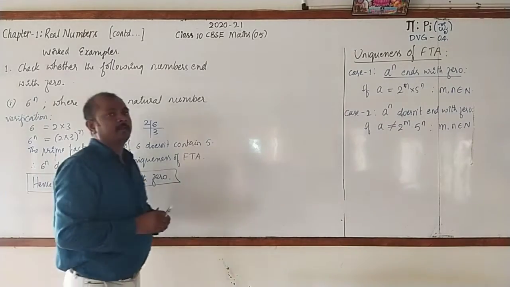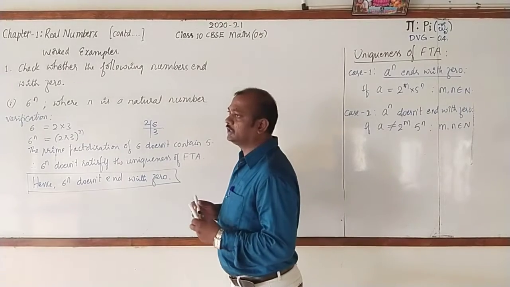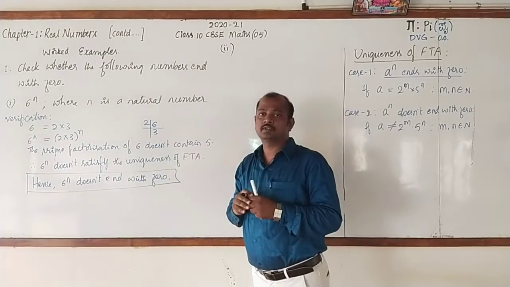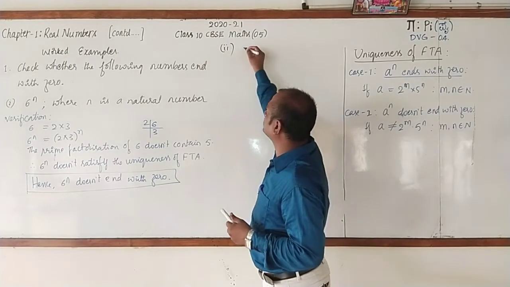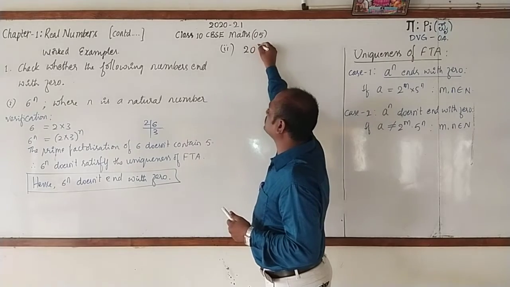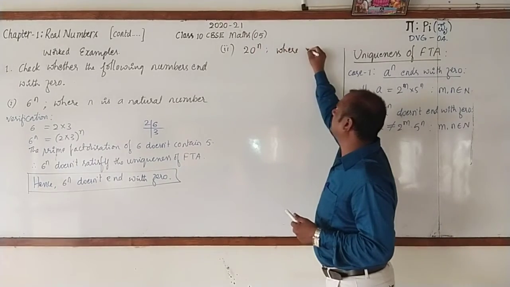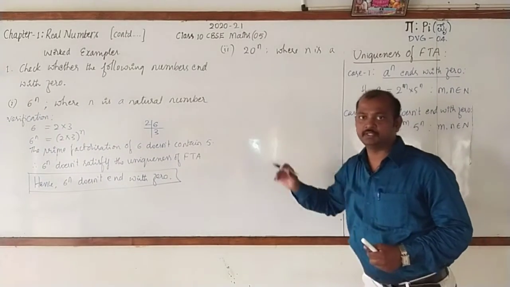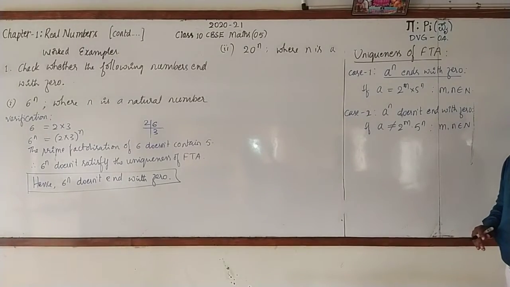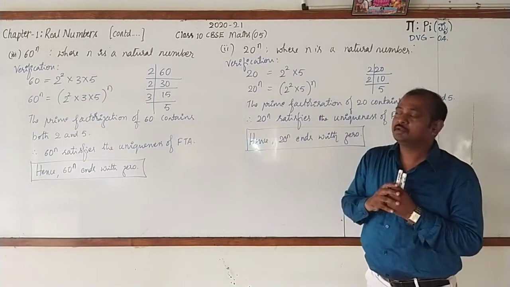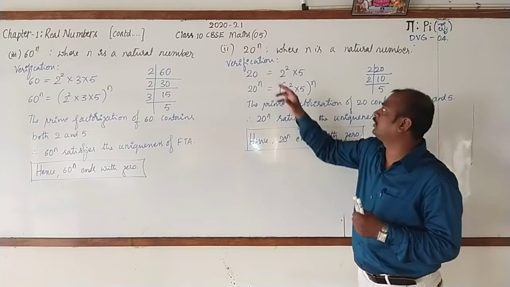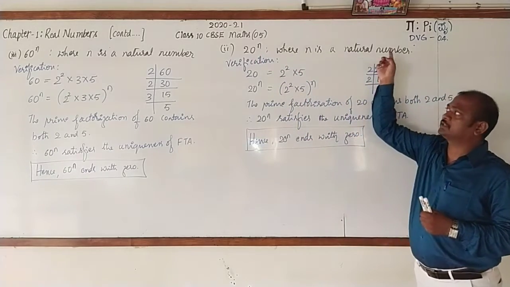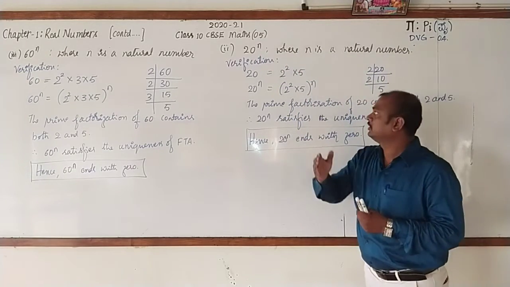So now you just go for copying that, and I'll give you 2 more problems. You try to solve and verify yourself. The first one is 20 raised to the power n, where again n is a natural number. Now please copy this. I hope that you might have finished, because I had given time for verifying this. That is 20 raised to the power n, where n is a natural number. Just verify what you have done.